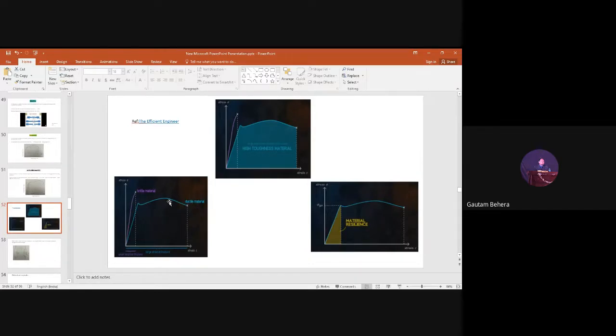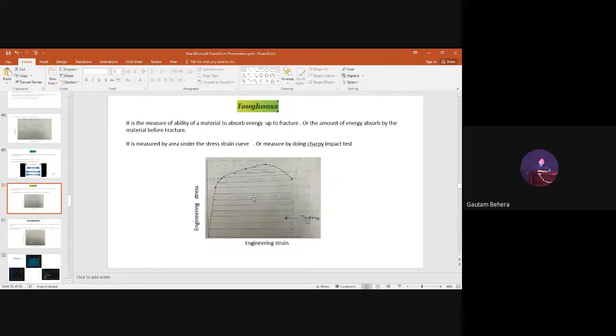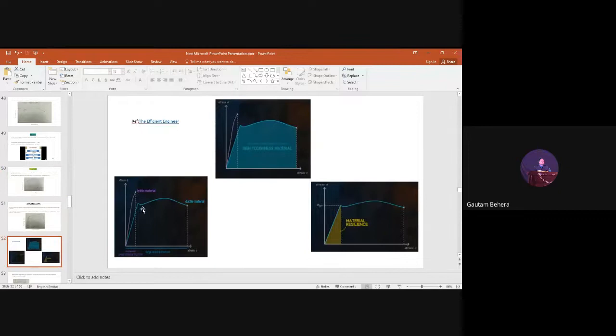Many times in interviews they ask you to draw an engineering stress versus engineering strain curve of a brittle material and a ductile material. So this is the beautiful image you have, or you can draw it by yourself also, which I have drawn here like this. For a ductile material, you can draw like this.